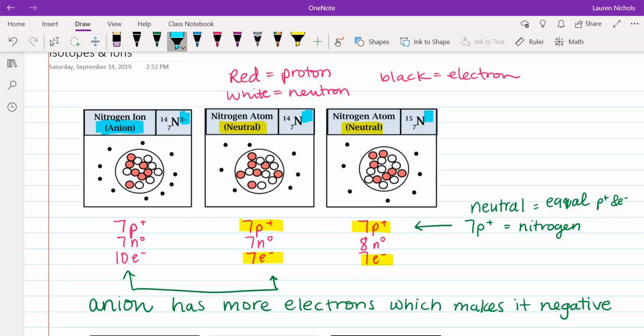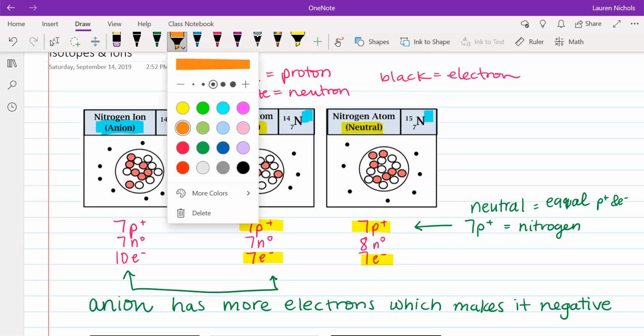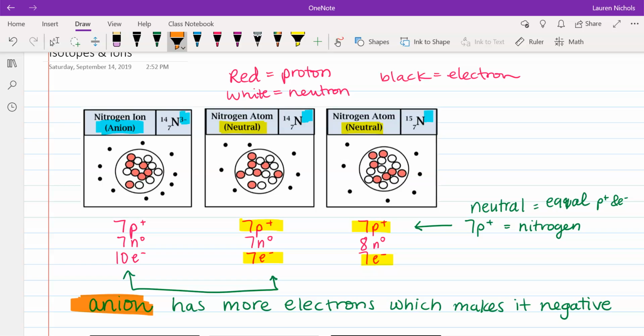The key words here that we want to make sure we know are anion and neutral. Those are our vocabulary words for this. And we can determine based on the picture what some of these numbers and symbols mean. All of them have a 7 in the lower left-hand corner, and all of them have 7 protons. So for this nitrogen, this 7 is the atomic number, or the number of protons. It means the same thing.